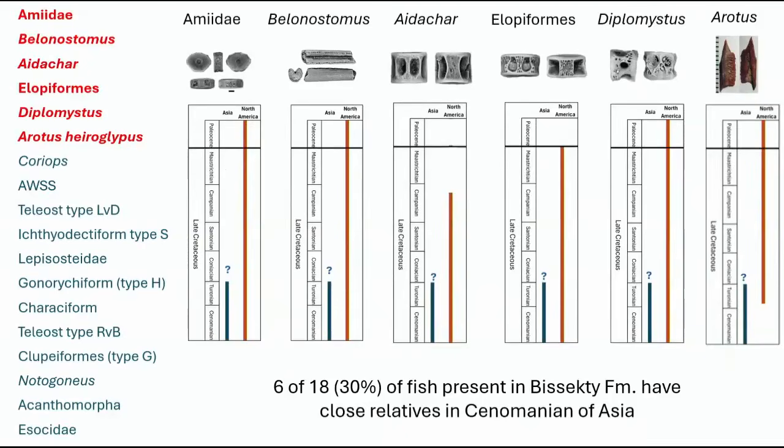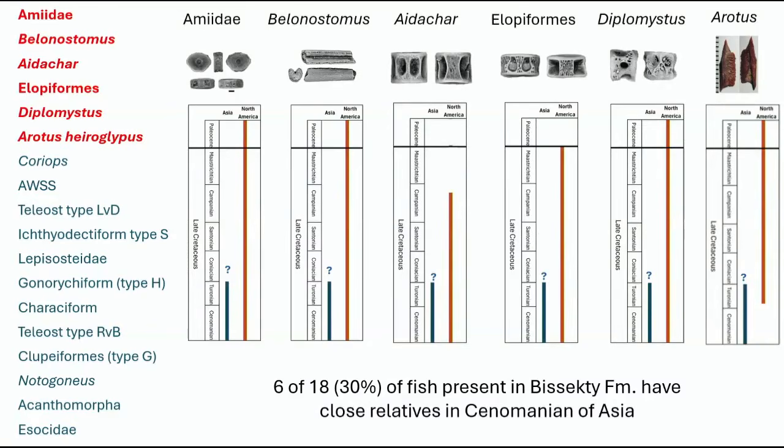There's a core of the 18 taxa that I'm recognizing in Uzbekistan. There's a core 6 that are present both in the Cenomanian and the Turonian. So these are the ones that are carrying on from the Cenomanian through this faunal event of the Turonian, into the Turonian. And so that's 30%.